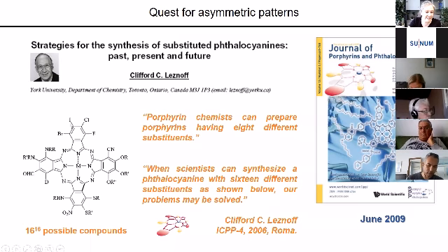And he said when such scientists can synthesize a phthalocyanine with 16 different substituents, our problems may be solved. And the problem indeed is that we have 10 to 16 possible compounds. So you can see that this is a huge possibility. You cannot mix only substituents and see what is going to happen.